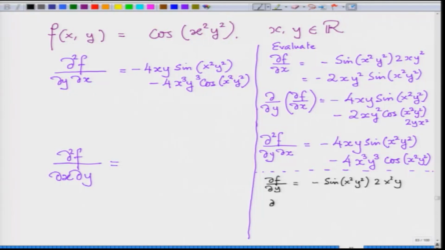So, now if I want del 2 f del x del y, now I am taking with respect to x. So, when I am taking with respect to x, first I am taking with respect to this. So, I will have minus 4 x y sin x square y square. Then I do the opposite, there is a symmetry if you observe. Then I take it with respect to the sign would become cos and negative sign would remain.